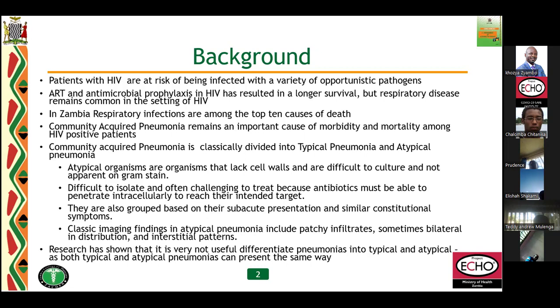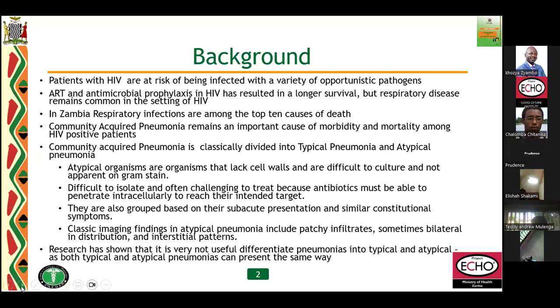Now, just to address the title of the presentation, when we say atypical infections, what do we mean? We really mean that atypical pneumonias are pneumonias that are caused by organisms that lack cell walls. So these organisms are going to be difficult to culture and difficult to isolate. And they won't appear like normal pneumonias on imaging. This classification is really not very useful in clinical practice, especially in patients with HIV, because we can have an overlap of the two.